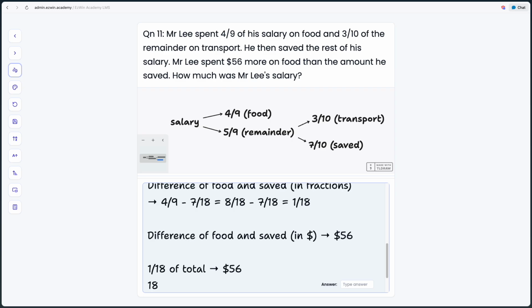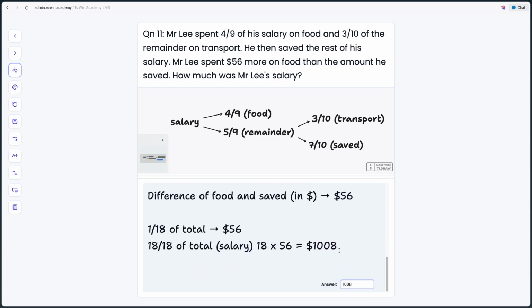That means the total, 18 out of 18 of total, which is the salary, is basically 18 times 56, and this will give us, let me calculate, $1,008. So I see over here. Okay, there you go. So his total salary is $1,008. Let's move on to the next question.